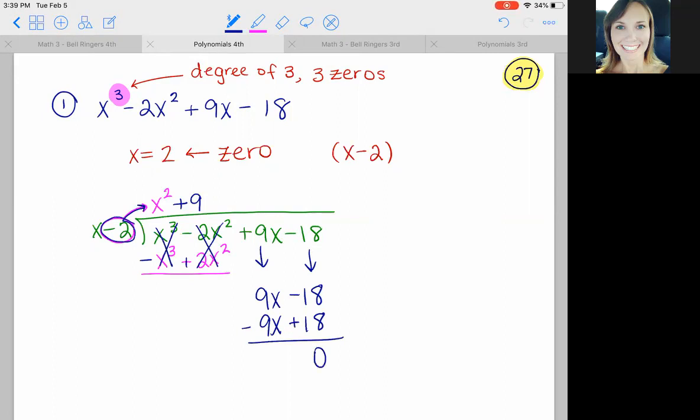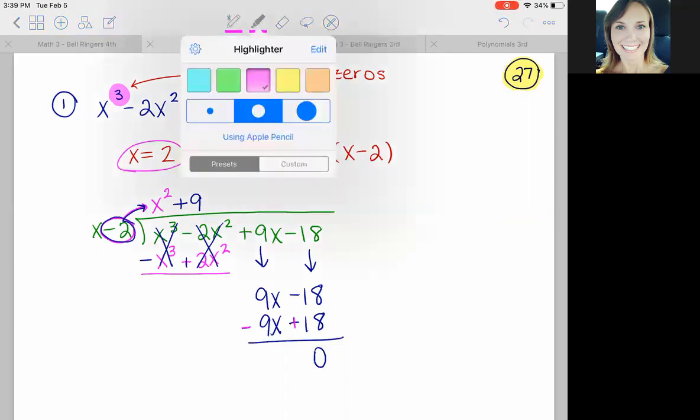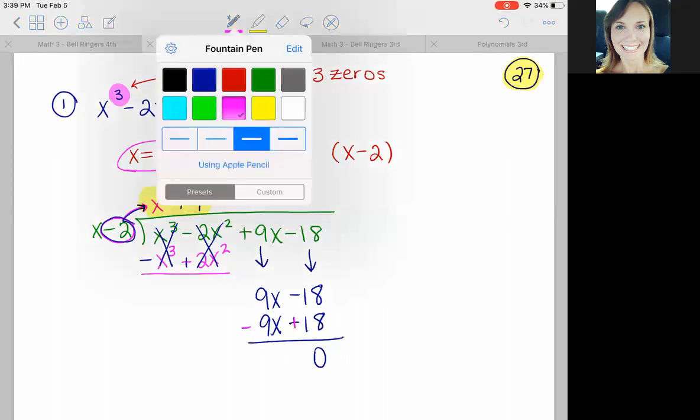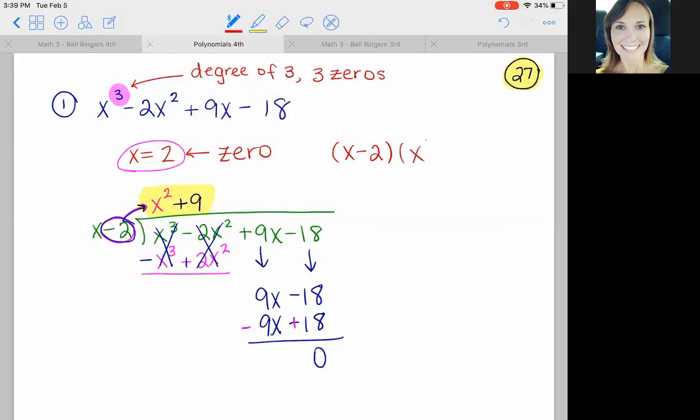So I know that's going to be a 0 because I know that x equals 2 is a 0 of my equation, so I should get a remainder of 0. It is a factor. So I have one factor, and then I now have a second factor. This information on top here is my solution. So my two factors are x minus 2 and x squared plus 9. So I'm going to write it next to my x minus 2. This is factored form.